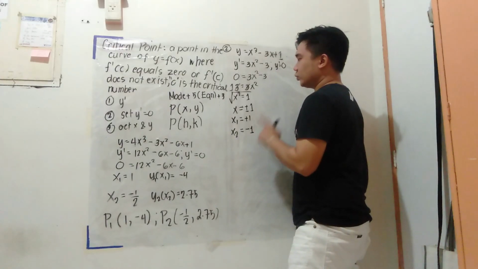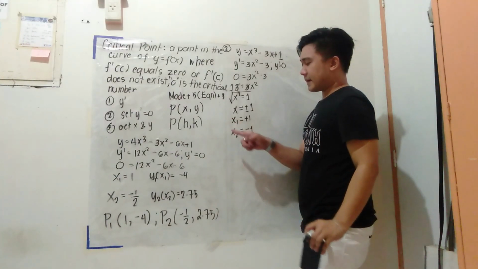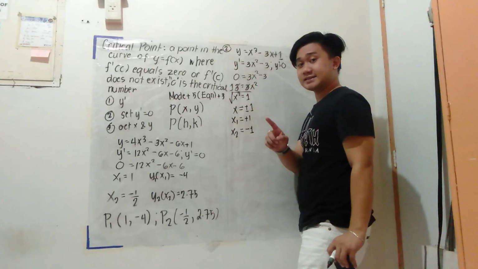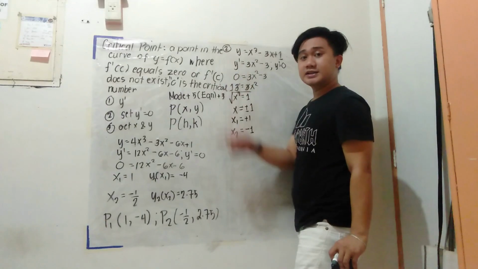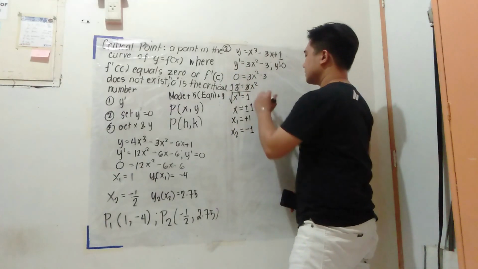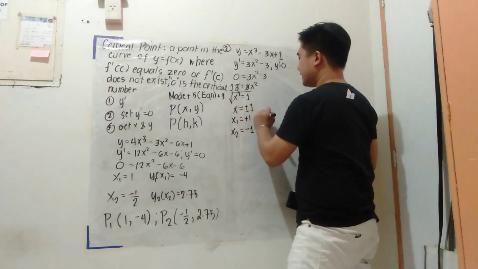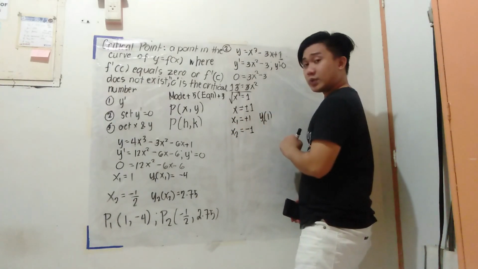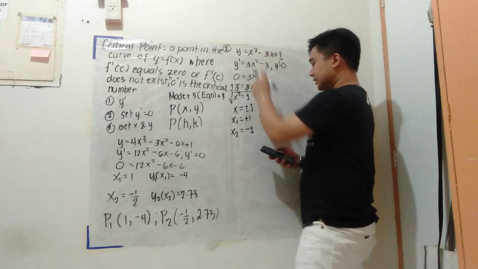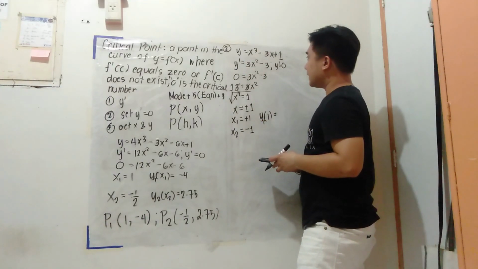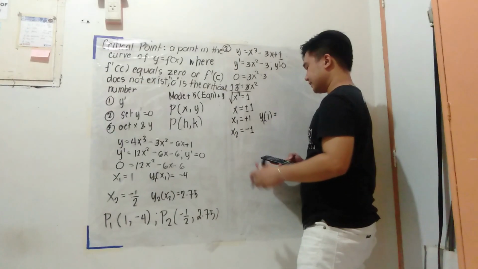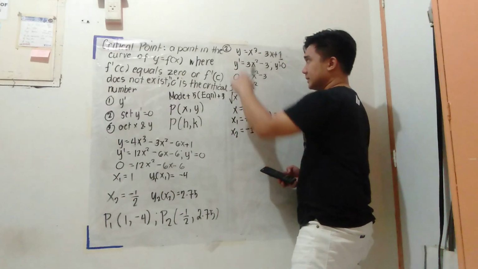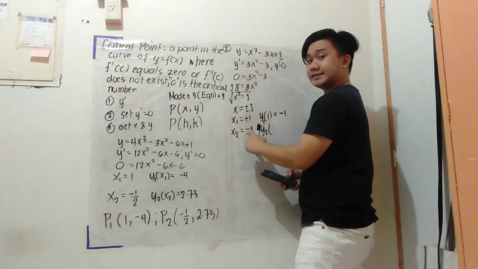So, we have to get y1 and y2. Saan mo nga ipapasok to? Dito ba sa first derivative? Hindi. Dito sa original equation. So, to get y of 1, sinubstitute ko sa x1, edi ito ay si y1. So, ipasok ko dito. So, that's 1 cube minus 3 times 1 plus 1. So, that's negative 1. And to get y2, ang ipapasok ko naman sa original equation ay si negative 1.